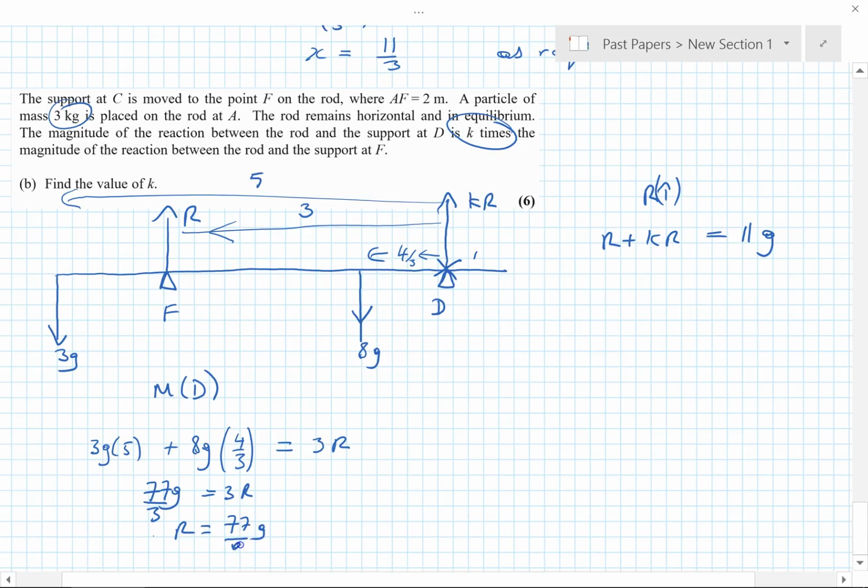77g over 9. Okay, so now we can substitute for r into the equation we had earlier. So it just makes life easier that there's no k in this, which is why moments about d was the right way to go. So we're subbing for r. We have 77g over 9 plus k times 77g over 9 is equal to 11g.